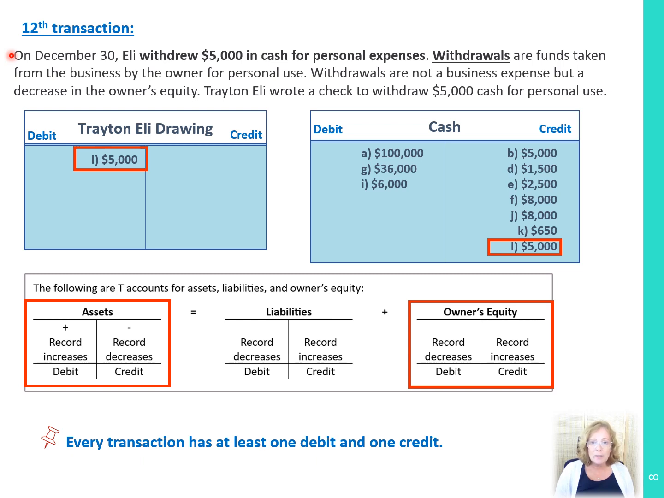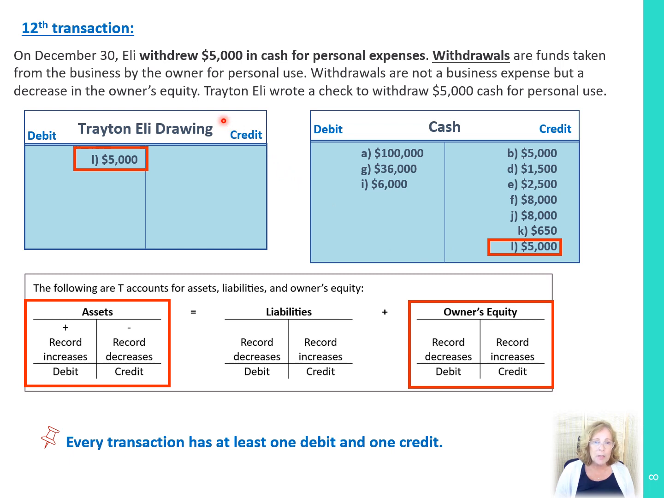So let's analyze this transaction. Our cash decreases and owner's equity decreases. So we know that a decrease of cash is recorded by entering a credit into the cash account of $5,000. Now that we know the credit for this transaction, we're looking for the debit. Our owner's equity is decreasing, and for the owner's withdrawals, we use a special account called Trayton Eli Drawing.